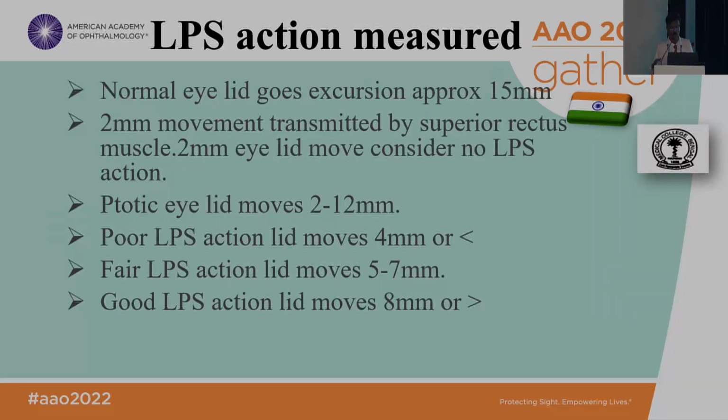Normal eyelid excursion is approximately 15 millimeters; a 2 millimeter movement is transmitted by the superior rectus muscle. The 2 millimeter eyelid movement is considered no LPS action, but it is transmitted by the superior rectus muscle. A ptotic eyelid moves 2 to 12 millimeters. Poor LPS action moves 4 millimeters or less. Fair LPS action moves 5 to 7 millimeters. Good LPS action is 8 millimeters.